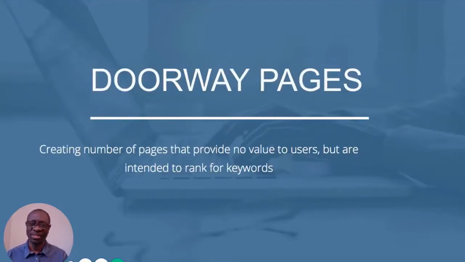That's what we call doorway pages. You create a number of pages that provide no value to users but are intended to rank for keywords. You want to deceive the search engine, to deceive the algorithm into believing that you have quite enough pages. You're doing internal linking, and these pages are of no value to your prospective customers or visitors. That's a problem. That's also a violation, because you're doing this just to manipulate the search engine algorithm in your own favor so that you get ranked. Once search engines and Google discover that you have the intent to deceive the algorithm, you get penalized for it.